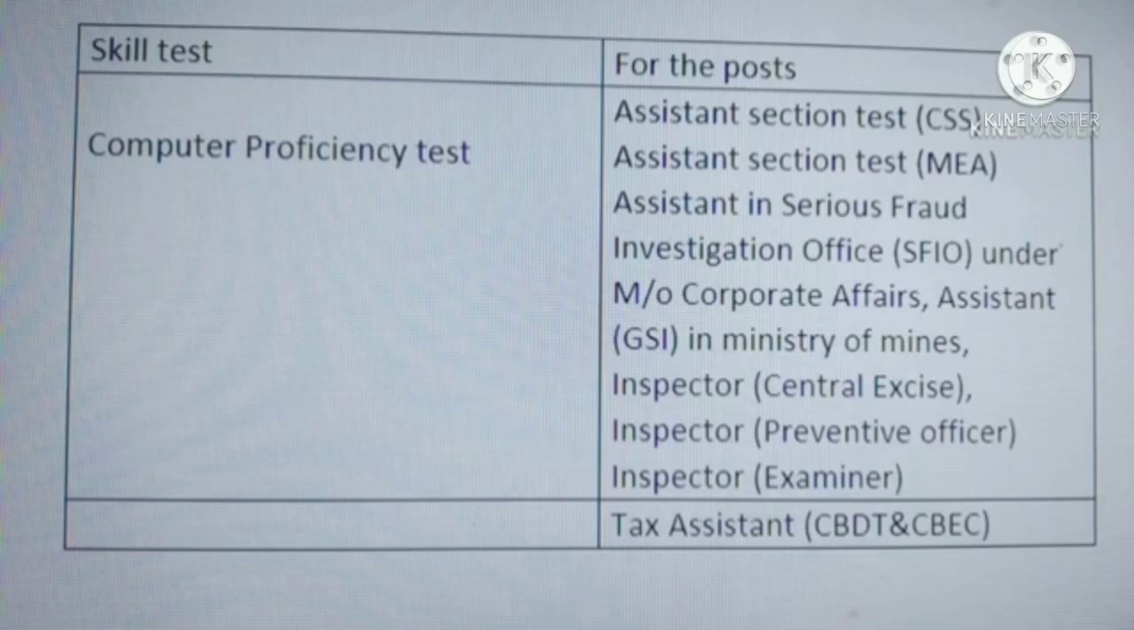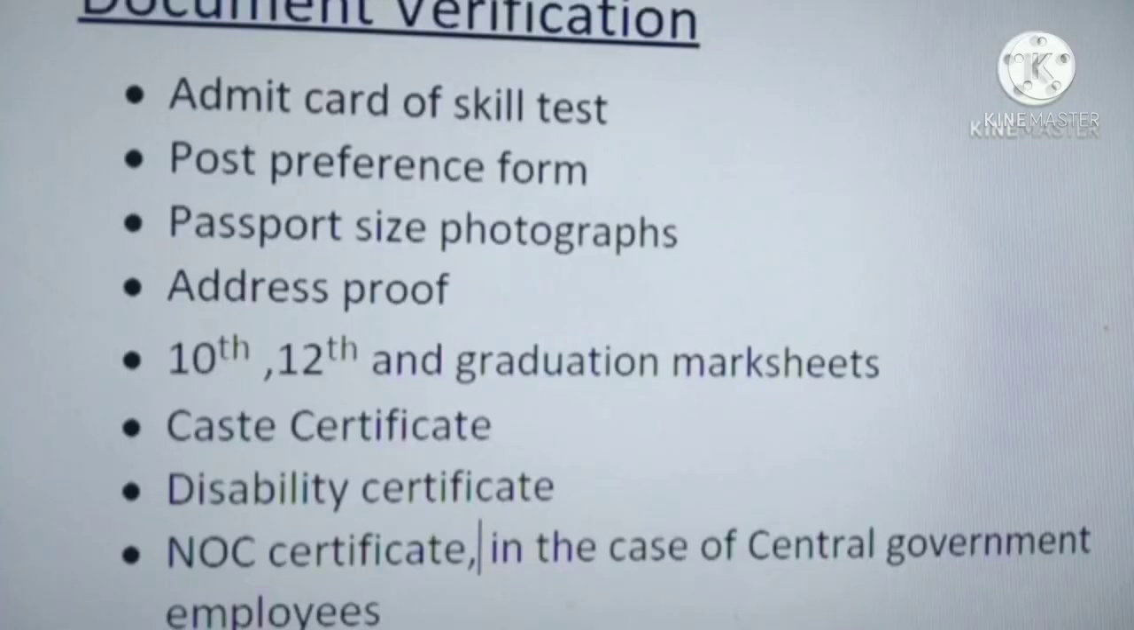Now for the document verification. This is the list of documents you should keep ready for verification: admit card of the skill test, post preference form and passport size photographs, address proof, 10th, 12th and graduation mark sheets, caste certificate and disability certificate, and NOC certificate in the case of central government employees. So please note all the details.